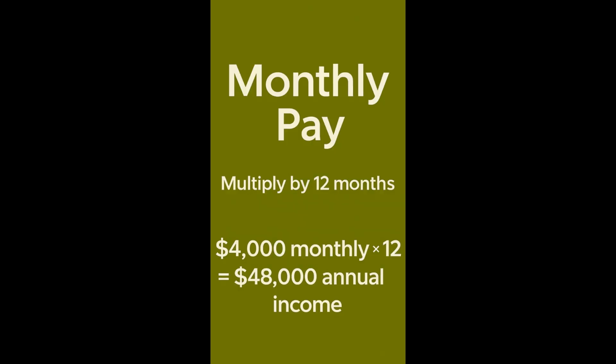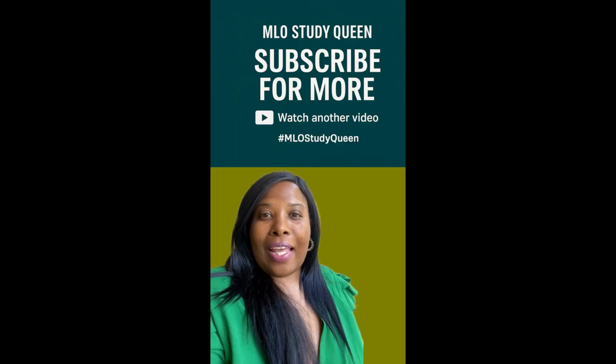For monthly pay, the formula is simple. Multiply by 12. Example: $4,000 monthly times 12 equals $48,000 annual income. That's it, monthly pay always annualizes to 12 months. Master this formula and you'll save time and points on your exam.